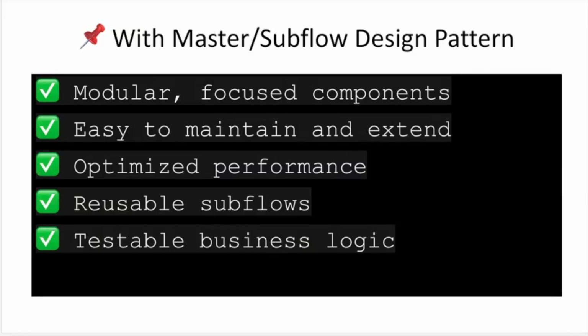Next, we focus on reusable subflows. By designing generic subflows that accept input and return output without performing DML, these components can be reused across different flows, reducing redundancy and improving consistency. Lastly, testable business logic. Each subflow can be tested independently, which simplifies validation and helps developers and admins pinpoint issues quickly during development or after deployment. Together, these principles lead to high quality, maintainable, and scalable flow-based automation, a must-have approach for enterprise Salesforce implementations.